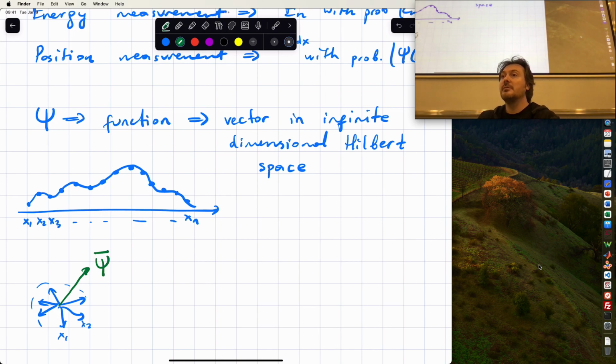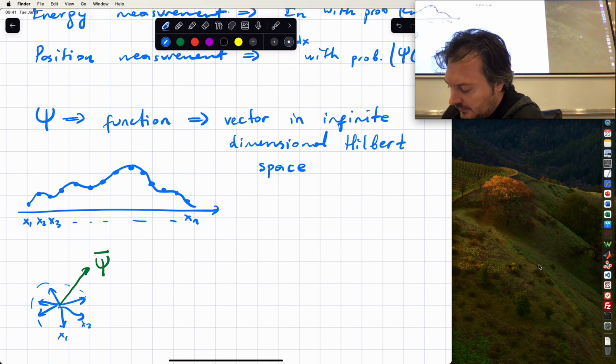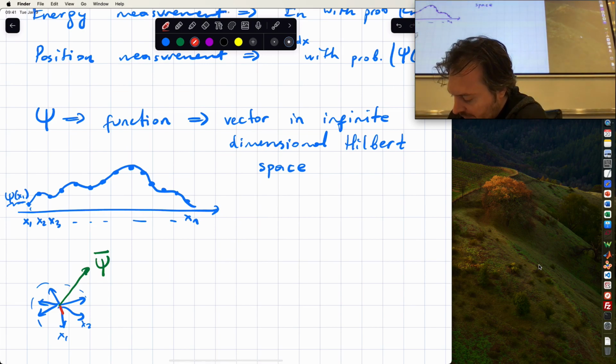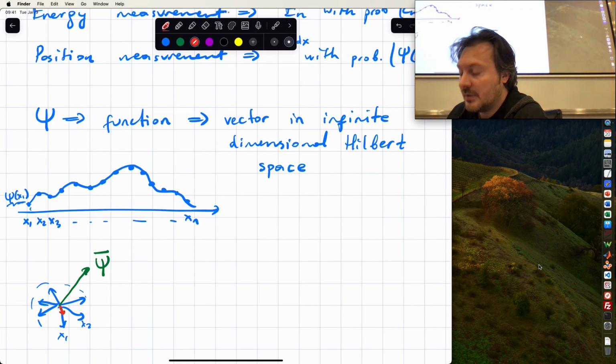Psi is the summation over all of x. Psi is this. So what is your psi x1? It's, let's say, this much. So you go in x1 that much. What is your psi x2?